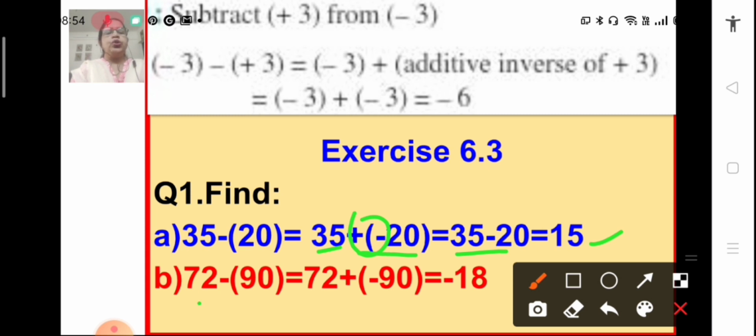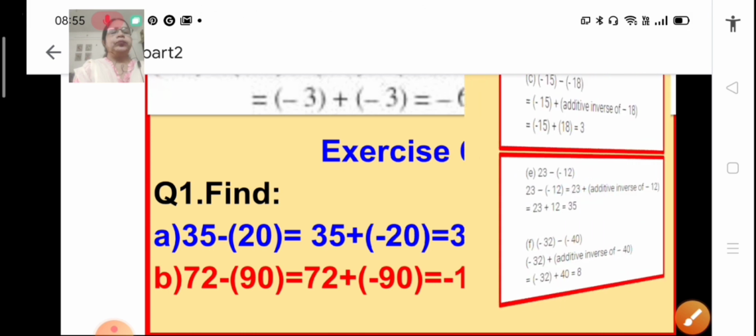B, 72 minus 90. So what we do, we add the additive inverse of 90. So it becomes 72 plus negative 90. That means what do we get? 72 minus 90, we get negative 18 as the answer.